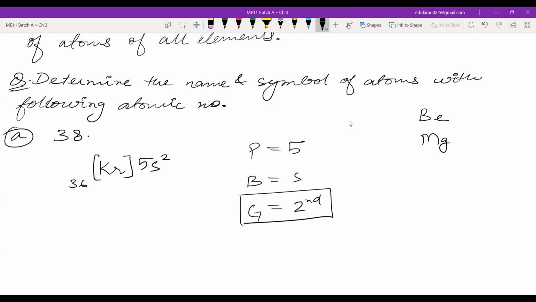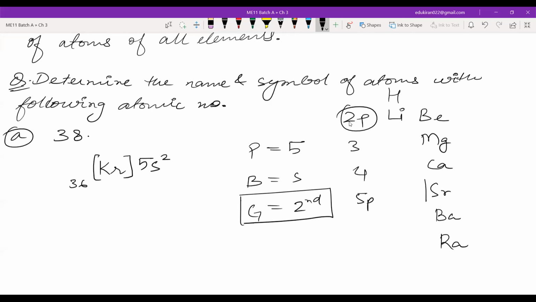Be, Mag, Ka, Sir, Ba, Hada, right? Now you also remember that here it is Li and here it is hydrogen. Now Be starts from the second period. So this is the second period, this is the third period, this is the fourth period, this is the fifth period. Correct? So what will be the element? Strontium, with the symbol Sr.